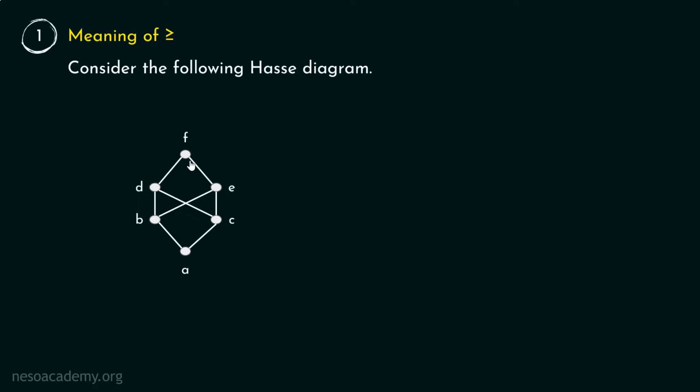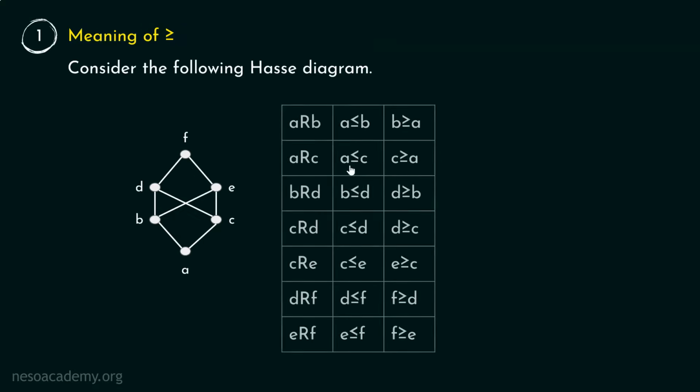Right? Let me just mention all these relations in a table. A is related to B, A is related to C, B is related to D, C is related to D, C is related to E, D is related to F, E is related to F. Right? I have used this symbol R over here. Instead of using R, I can also use less than or equal to. They both mean the same thing. Instead of saying A R B, I can also say A less than or equal to B.